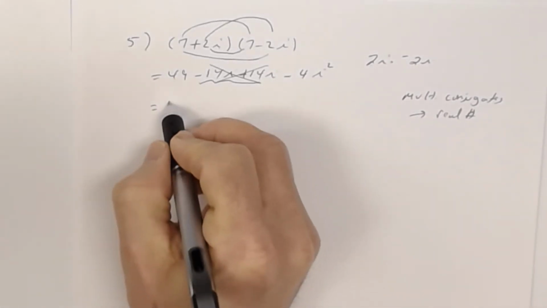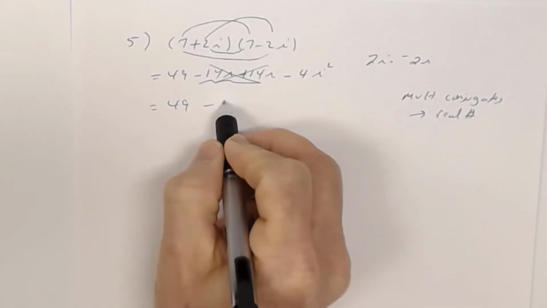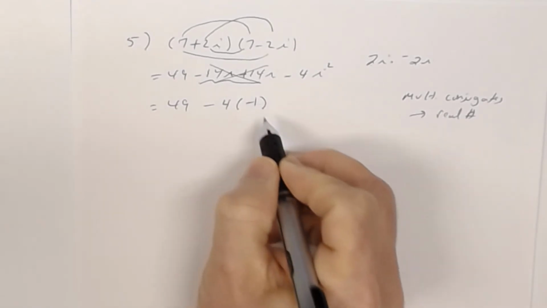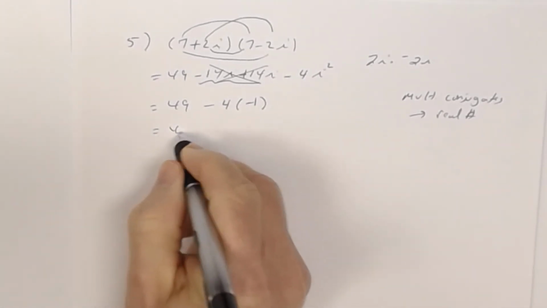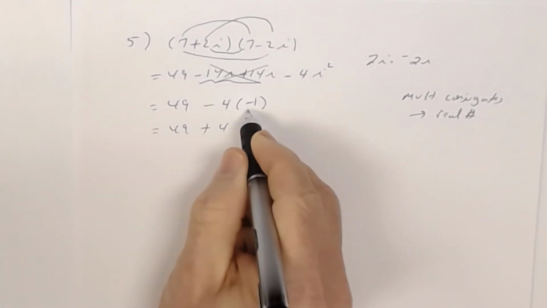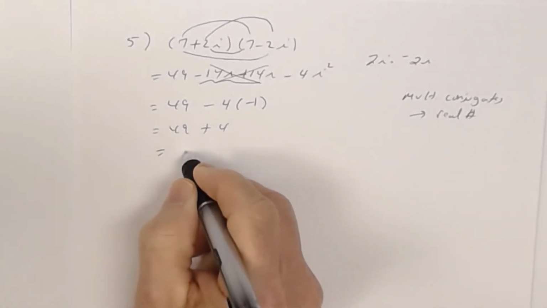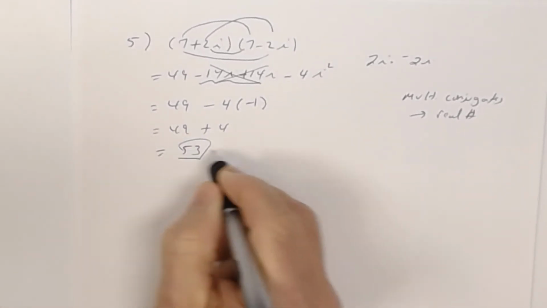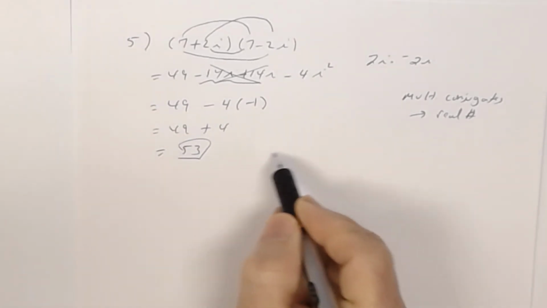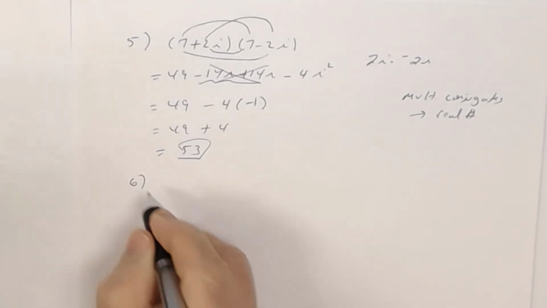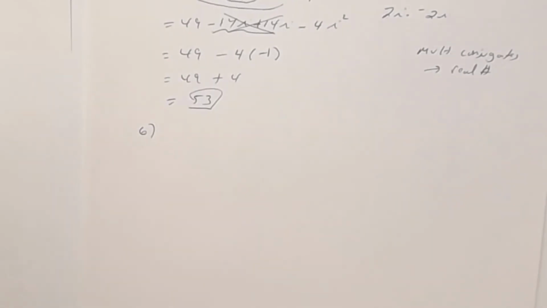Okay, so I have 49 minus 4. And remember, i squared is a negative 1, so you've got to put negative 1 here. And so now I get 49 plus 4, because a negative 4 times a negative 1 is a positive 4. And so we get the answer 53. So remember, that's a real number. So 53 is a real number.